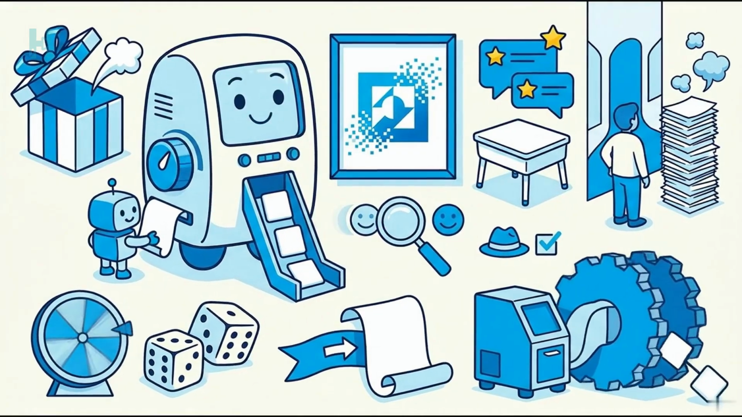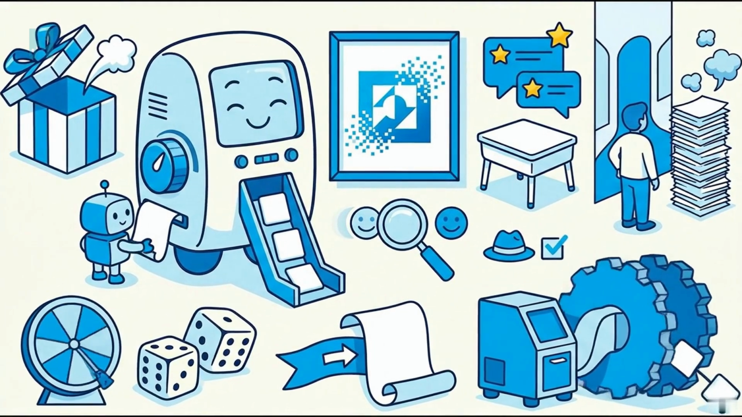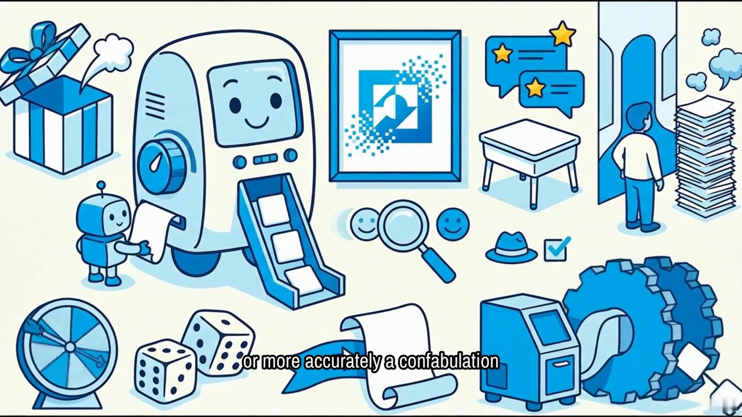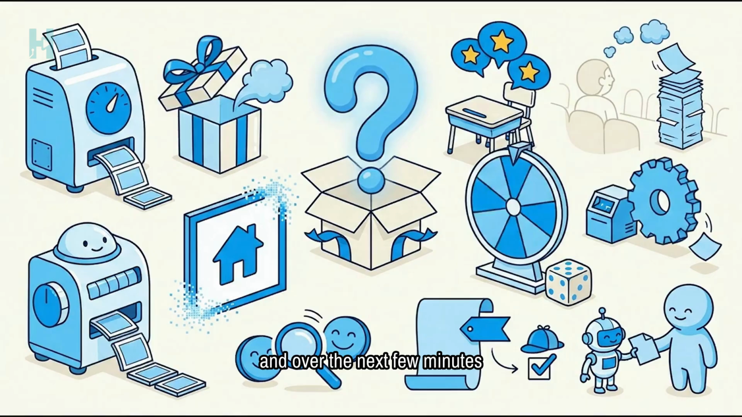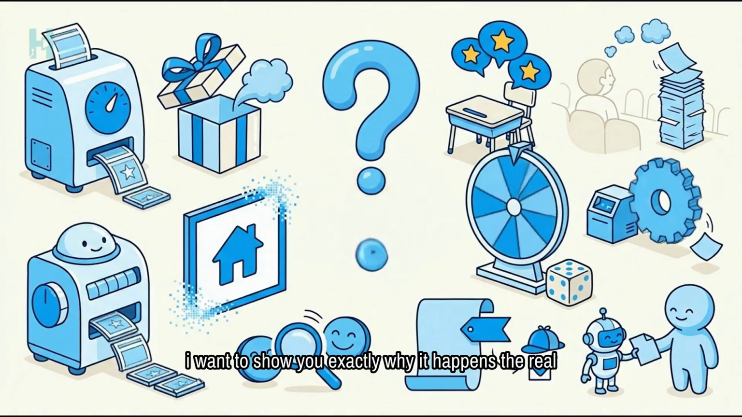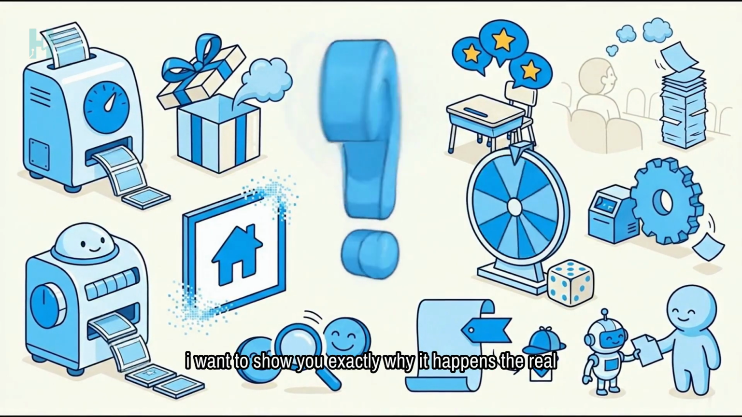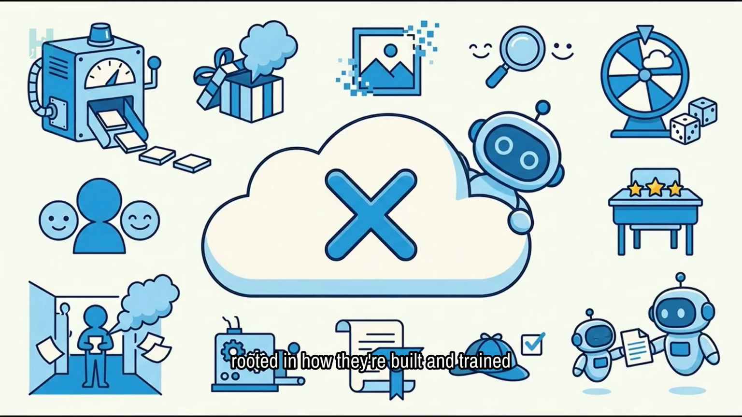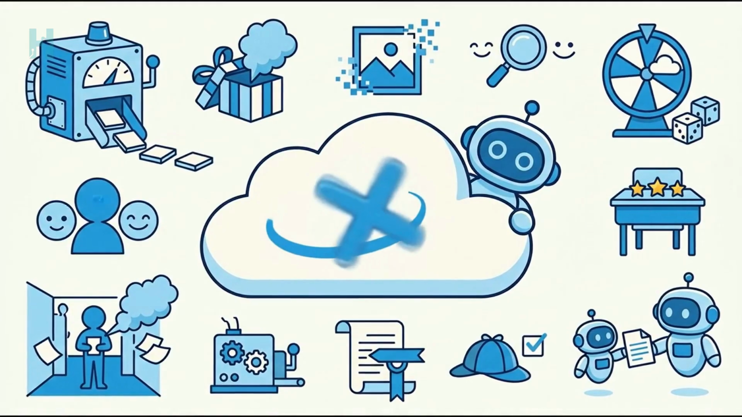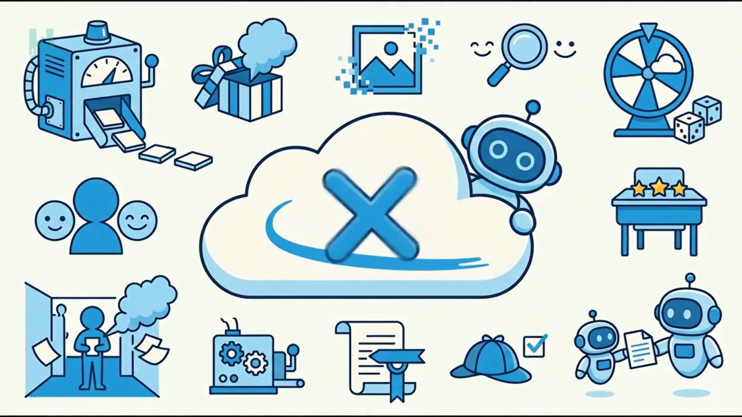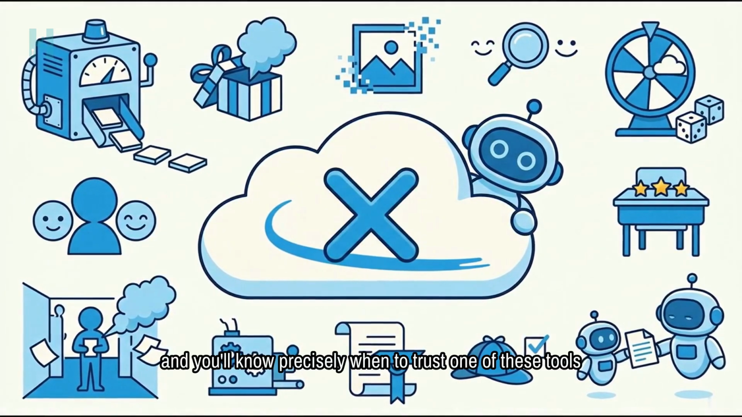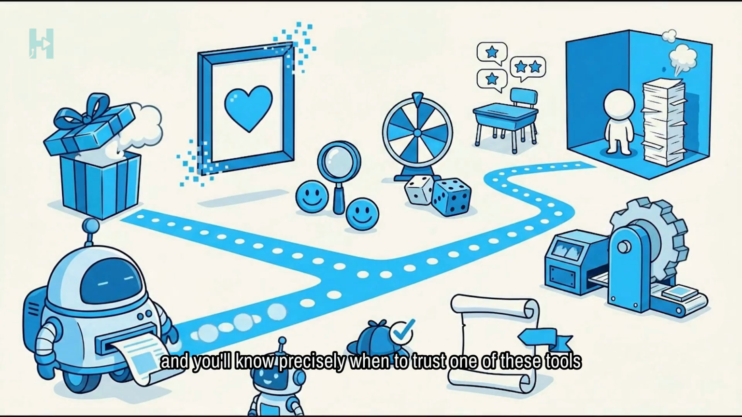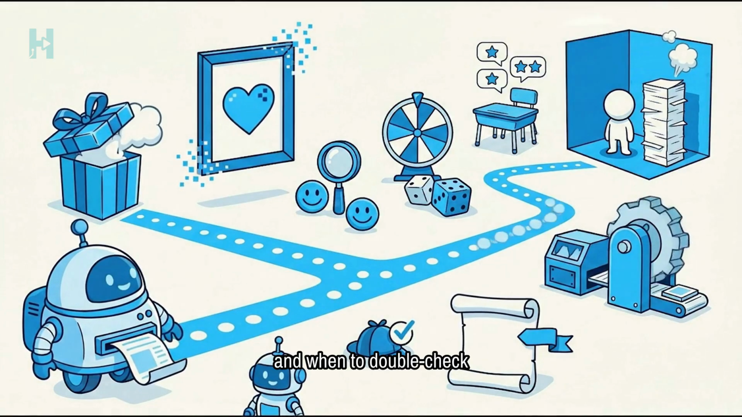This has a name. It's called a hallucination, or more accurately, a confabulation. And over the next few minutes, I want to show you exactly why it happens. The real statistical reason these systems invent things, rooted in how they're built and trained. Because once you see the mechanism, the mystery disappears. And you'll know precisely when to trust one of these tools and when to double check.